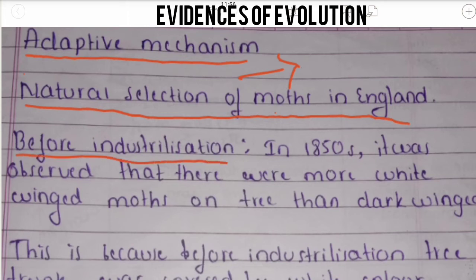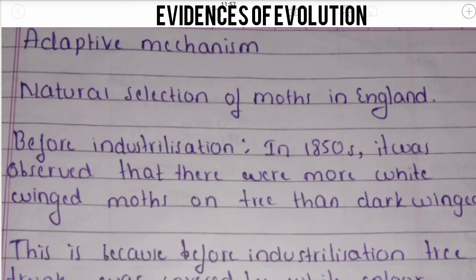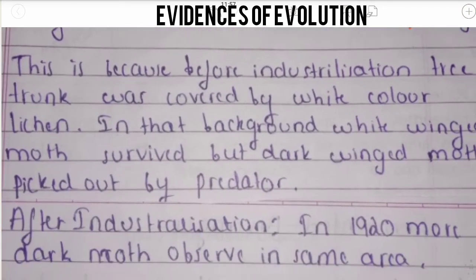Before industrialization, in the 1850s, it was observed that there were more white winged moths on the trees than dark winged moths. So, before industrialization, in the 1850s, there were more white winged moths than dark winged moths. Can you think why there were more white winged moths? Why did they survive more than the dark winged moths? This is a really important question. Okay, let's move.